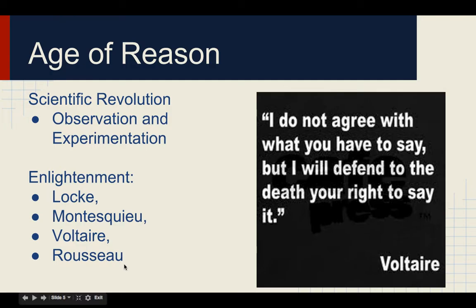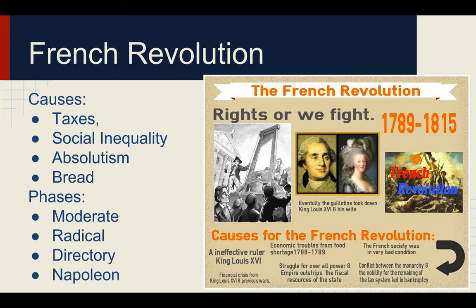Rousseau likes direct democracy. He wants less laws and more participation of everyone. This, of course, will bring upon the American Revolution first, then the French Revolution, and the Latin American Revolution. The French Revolution is caused by high taxes, social inequality, absolutism, and the inability of Louis XVI to change, and lack of bread. So here you go, the French Revolution, rights or we fight, 1789 to 1815.